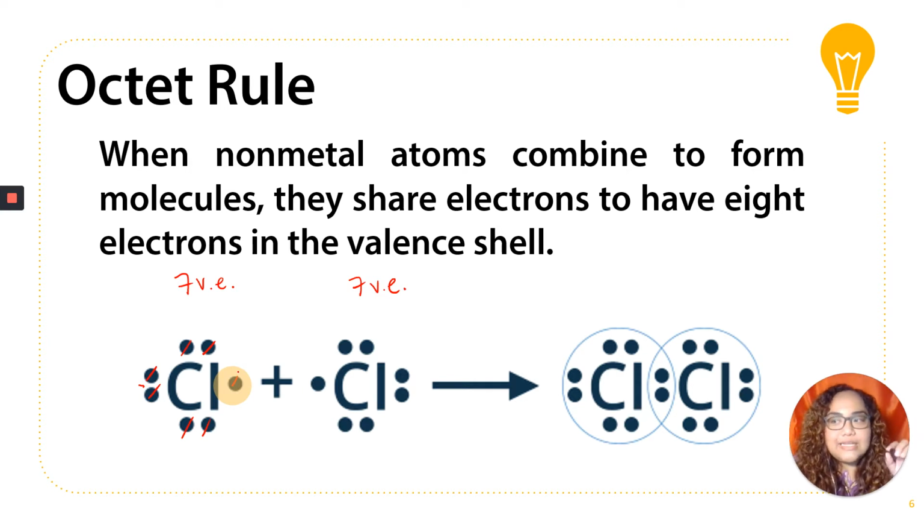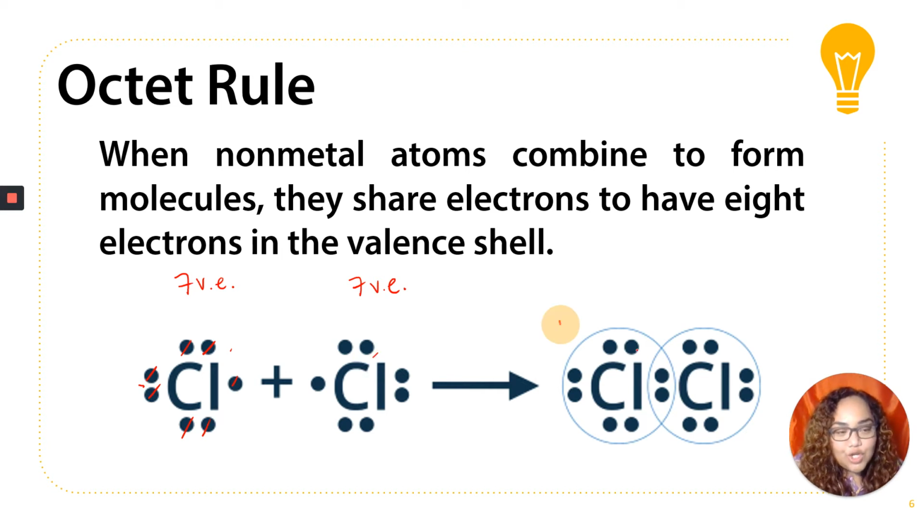So both of them lack only one valence electron. So what are they going to do? They're going to bond with each other. They're going to share their last electron. So this chlorine will need 1 electron from the other chlorine, and this chlorine will need another 1 electron from the other chlorine. So it would look like this right here.